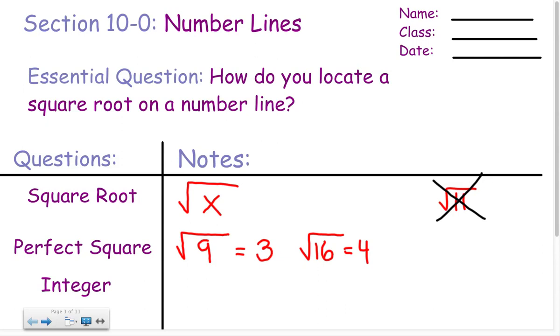Integers, I always say, are numbers you can find on a number line. So they're positives and they're opposites. So for example, -3, -2, -1, 0, 1, 2, and 3. No decimals, no fractions.